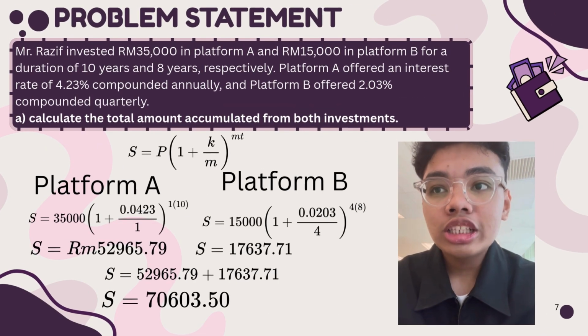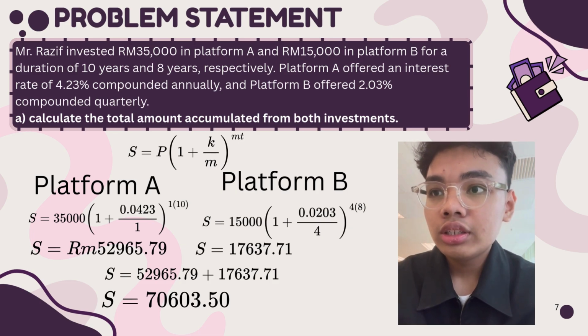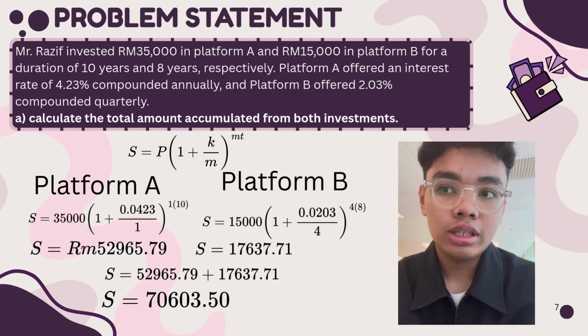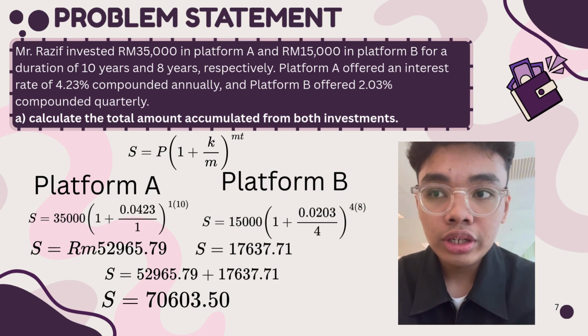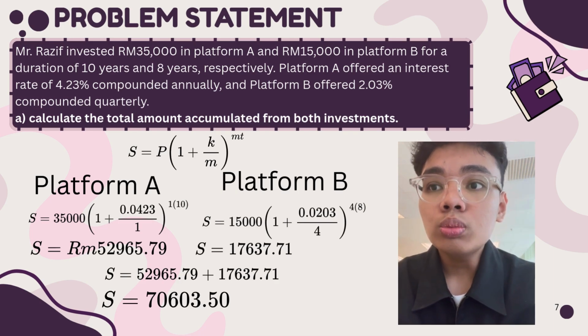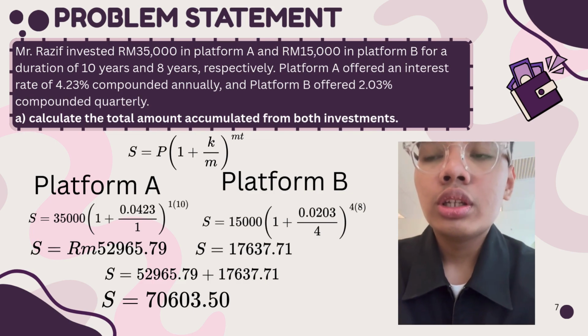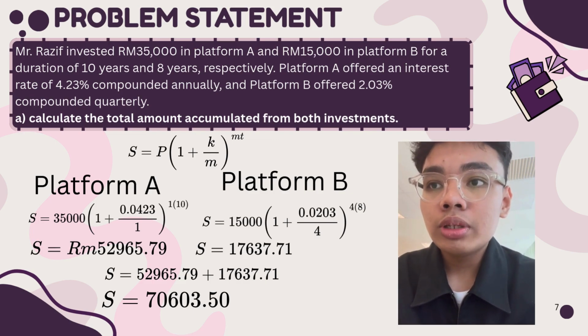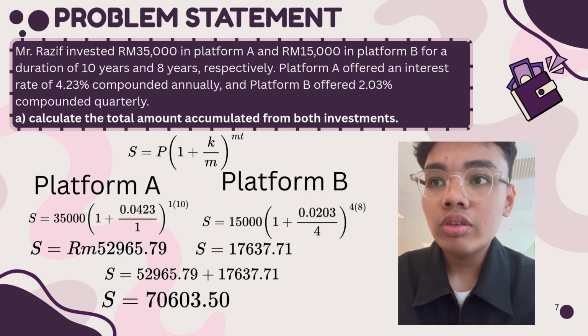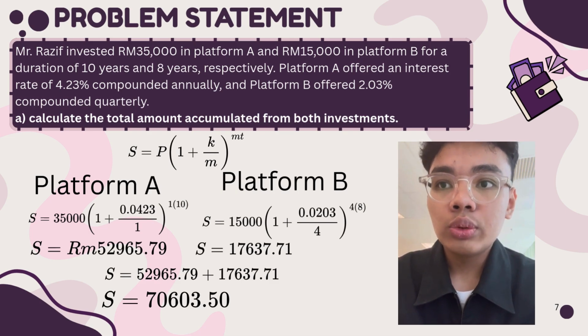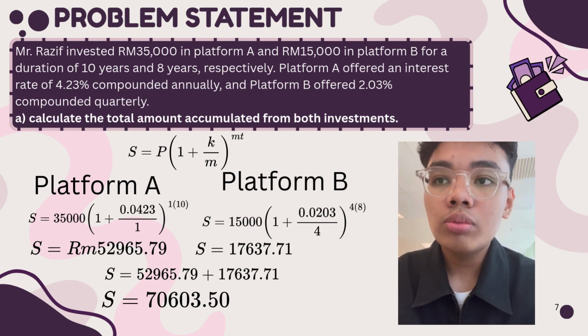Hello everyone, I will be explaining the problem statement for problem A. So calculate the total amount accumulated from both investments. From the question statement, they are asking us to find the total amount accumulated. So we're going to use the formula S = P(1 + k/m)^(mt). We're going to need to find the S. There are two platforms, platform A and platform B. So we'll be replacing the P with 35,000, k with 4.23%, m with compounded annually, which is 1, and the t will be 10 years.